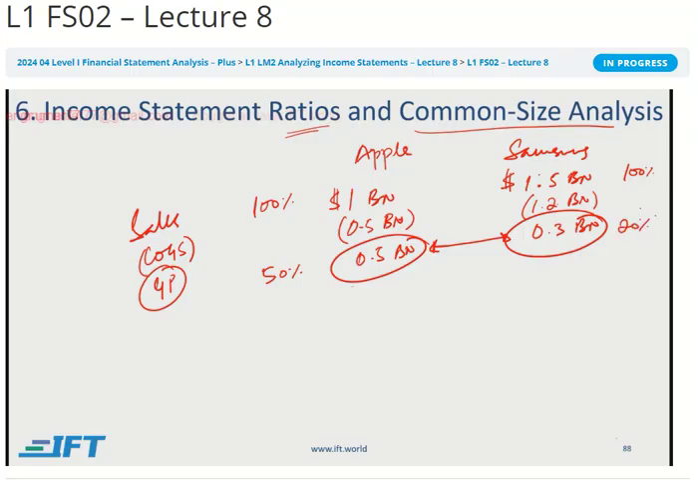20%. So now this is something you can compare: Apple has 50% gross margin, whereas Samsung has a 20% gross margin, and that of course is a huge difference. I'm not saying these are real numbers, but I'm just trying to explain how you use ratios and common size analysis to compare different companies, ideally from the same sector.